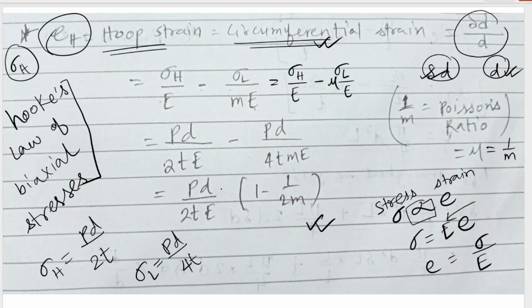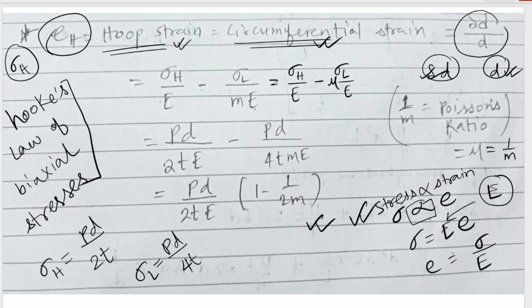Hello everyone, in this video we are going to derive the equation for the hoop strain. In order to know this, you of course need to know about the hoop stress. Take a look at this portion. We always know that stress is proportional to strain, so sigma is proportional to the strain, that is small e. So sigma equals the modulus of elasticity, denoted by capital E, times small e, and then you get small e equals sigma divided by capital E, the modulus of elasticity.